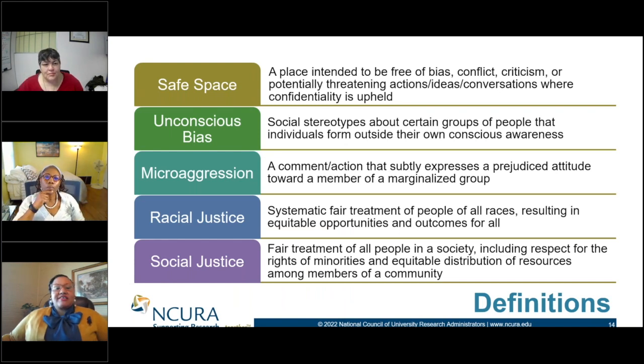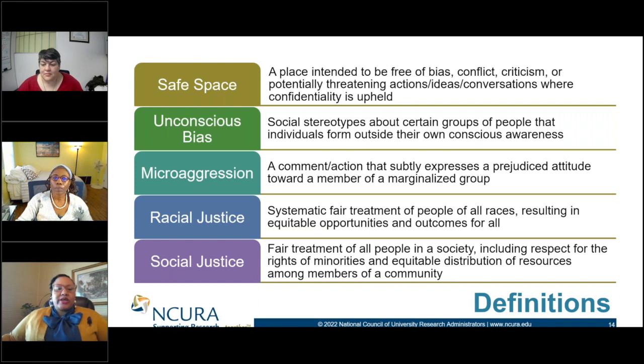The first definition is safe space, and a safe space is a place intended to be free of bias, conflict, criticism, or potentially threatening actions, ideas, or conversations where confidentiality is upheld. When we think about a safe space, essentially, you're just ensuring that both parties feel physically safe in their space, the space where the conversation is happening.